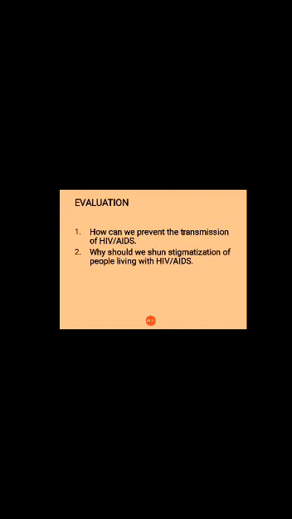Now we quickly look at all we've learned for today. Evaluation. Number 1, how can we prevent the transmission of HIV? We can prevent the transmission of HIV by using the ABC methods, where A stands for abstinence. That means one not being engaged in sexual acts until he or she is married.